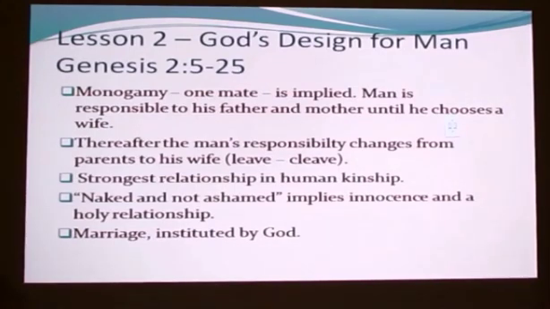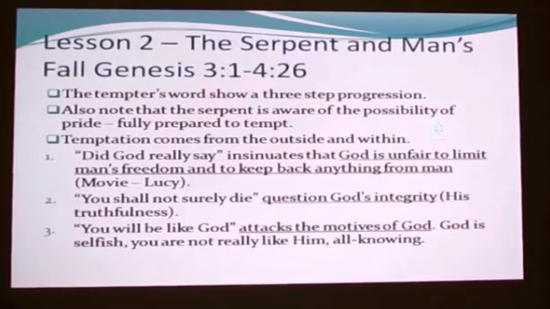In the same passage, it says that they were naked and not ashamed, which implies innocence, not necessarily perfection, but an innocence, a pureness, and a very holy relationship between them and God. Marriage was instituted by God.